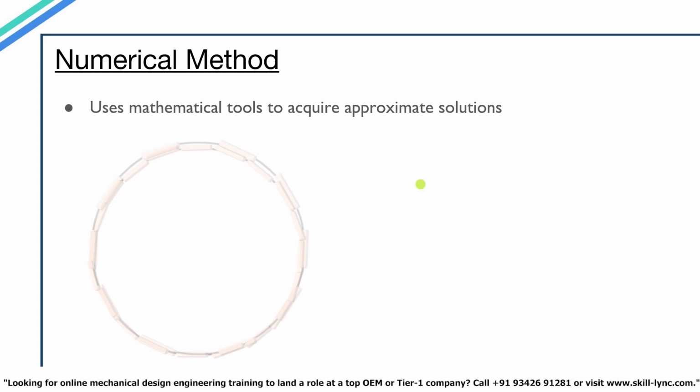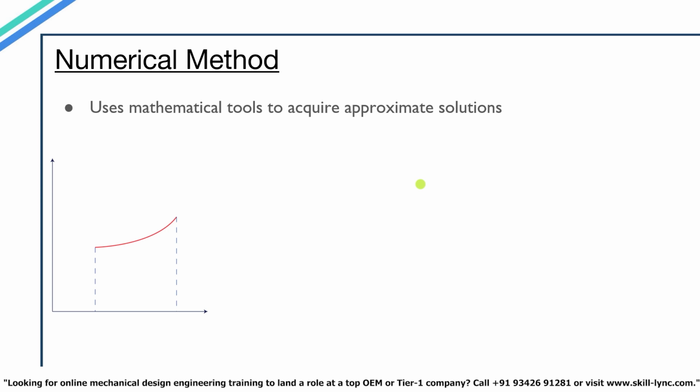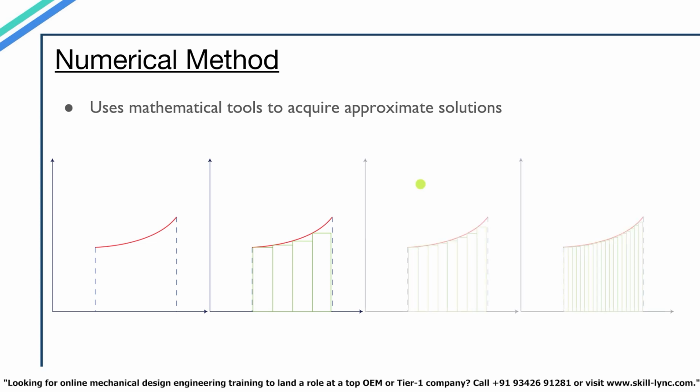Another example would be, let's say you want the area under this curve, but you don't know anything about integration. So one way to deal with this would be to divide the area under the curve into multiple rectangles, and then you can calculate the area of the rectangles to get an approximate area under the curve. Similar to the previous problem, the more the number of rectangles, the more accurate would be the result you get compared to the true value of the area under the curve.